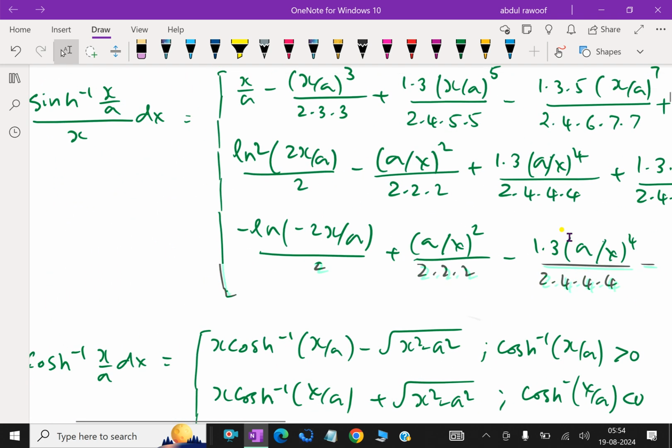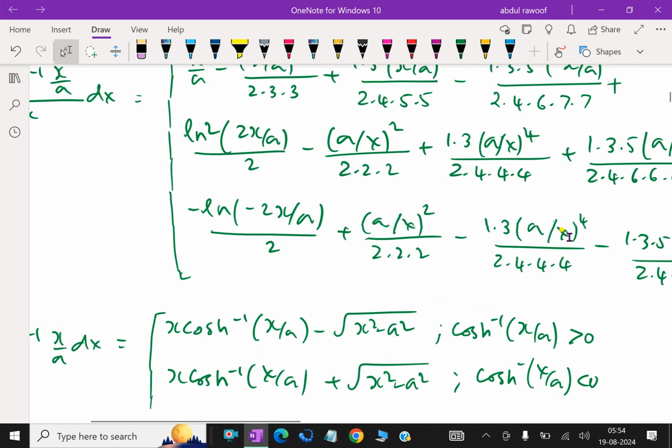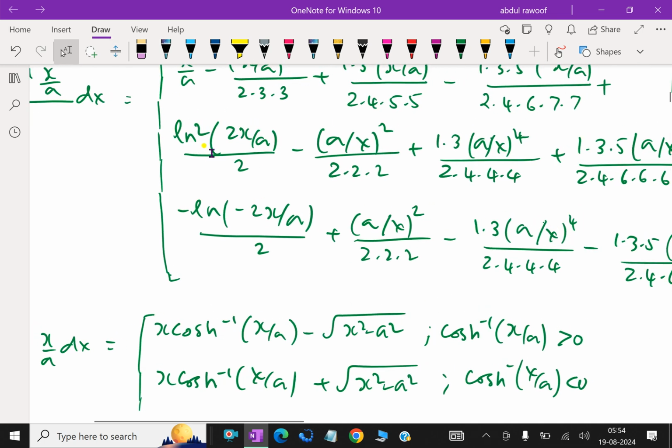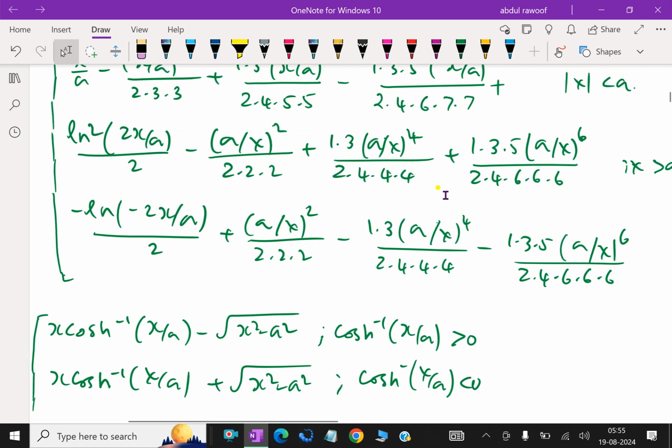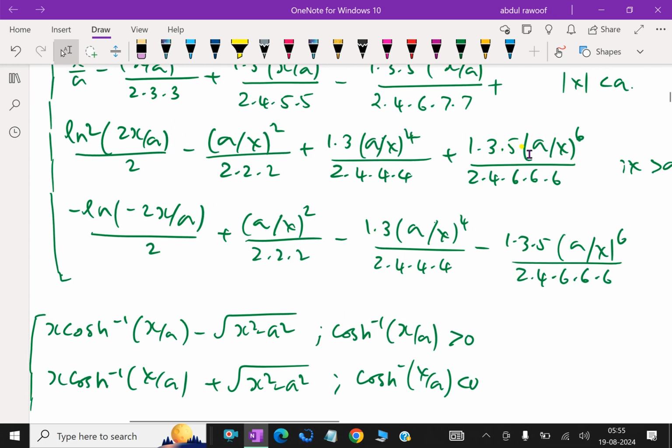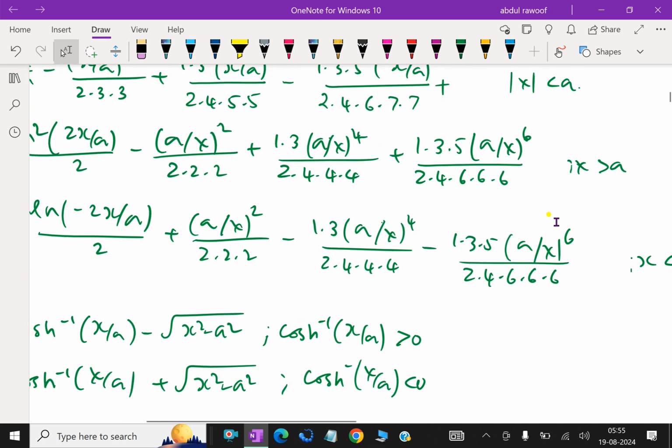Next one, the second situation is ln squared of 2x/a over 2, minus (a/x) squared by 2 into 2 into 2, plus 1 into 3 of (a/x) to the power 4 over 2 into 4 into 4 into 4, plus 1 into 3 into 5 of (a/x) to the power 6 over 2 into 4 into 6 into 6 into 6, when x is greater than a.